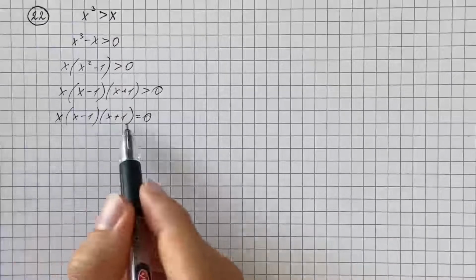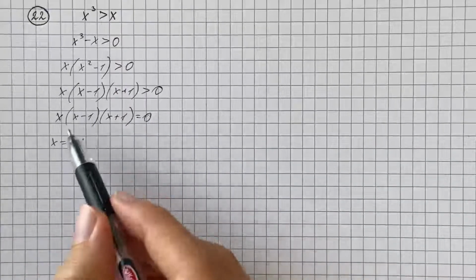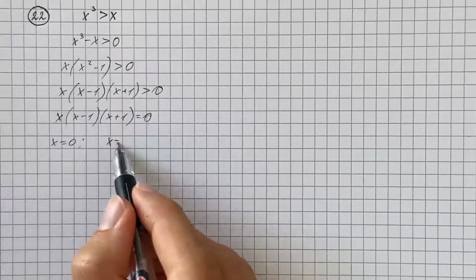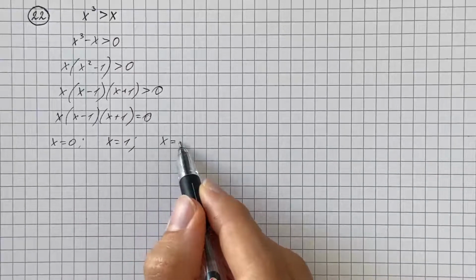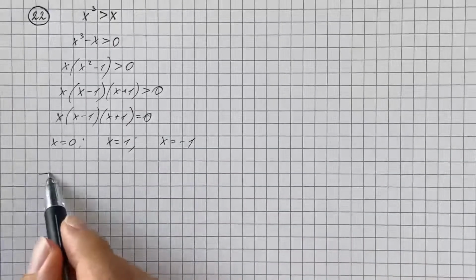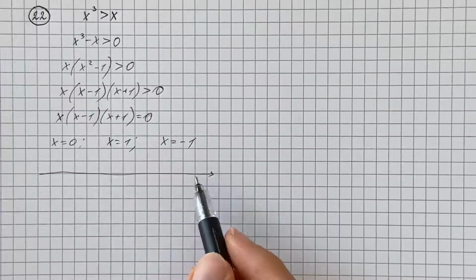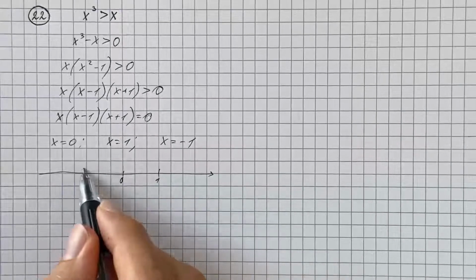And then we set x equals 0 and we get x equals 0. Then we set x minus 1 equals 0, and that's going to be x equals 1. And from there we get that x equals negative 1. So now we put those numbers on a number line. So it's going to be 0, 1, and negative 1.